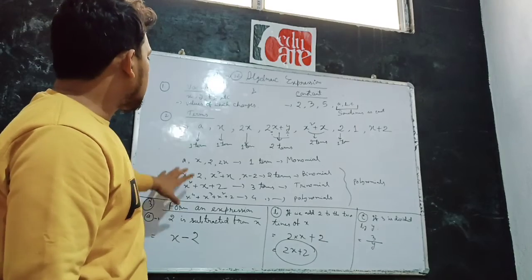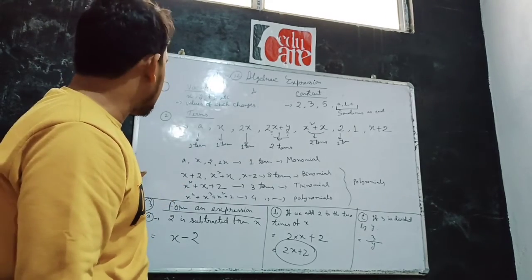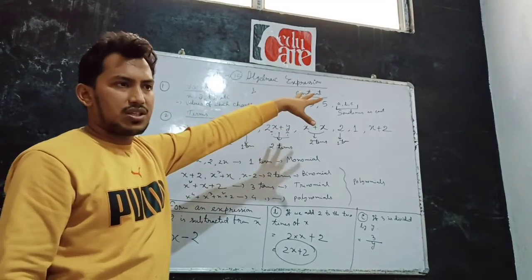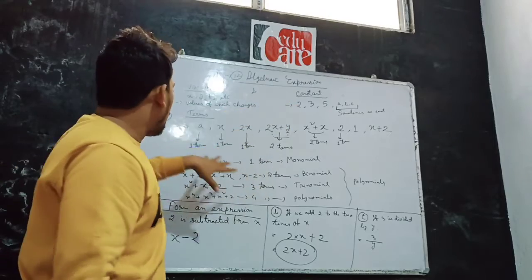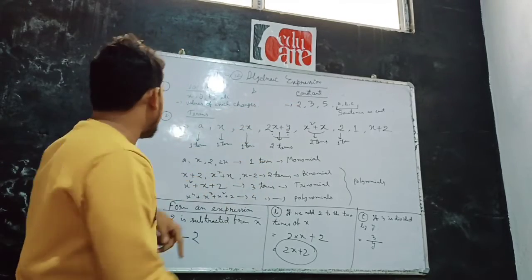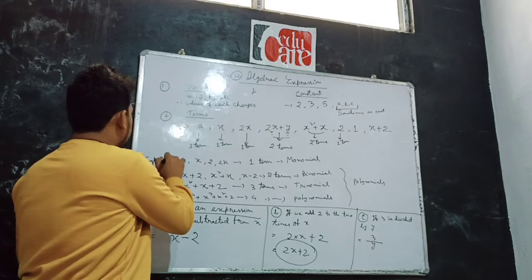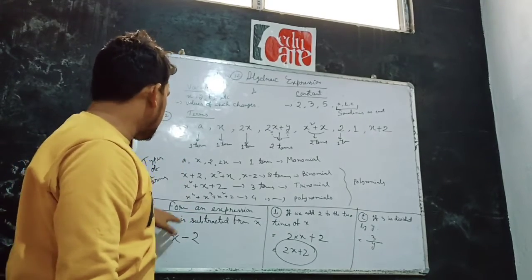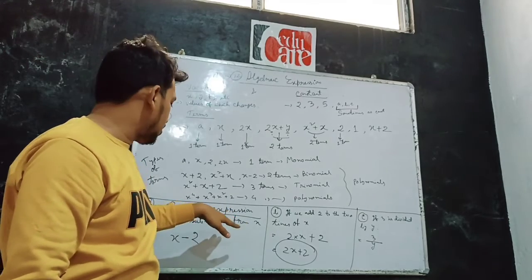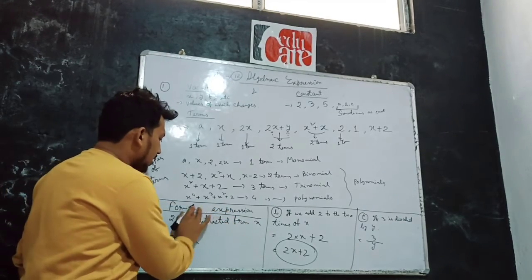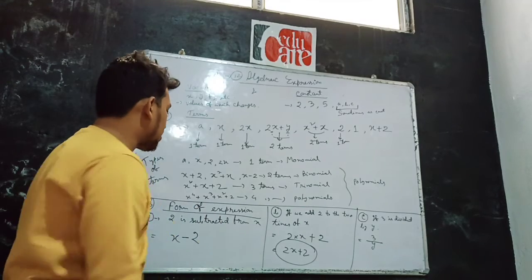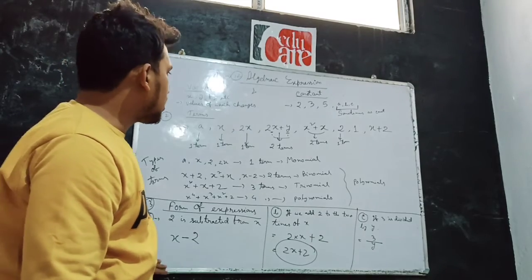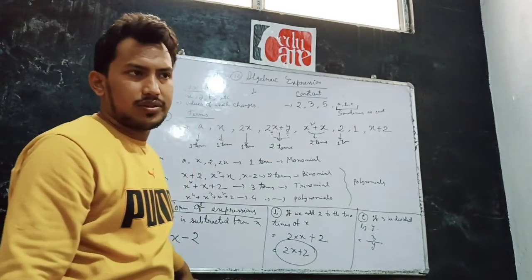So this is a small video on basic concepts about algebraic expressions. We have learned what are the variables and constants, what are the terms and what are the types of terms. And number 3, these are forms of expressions, how we can form an expression. So this is the concept about this.